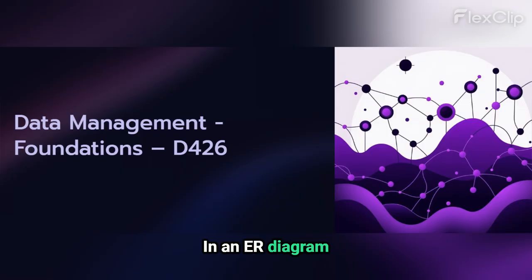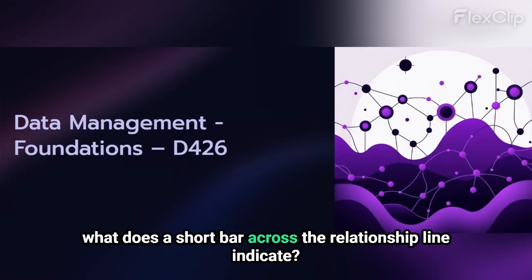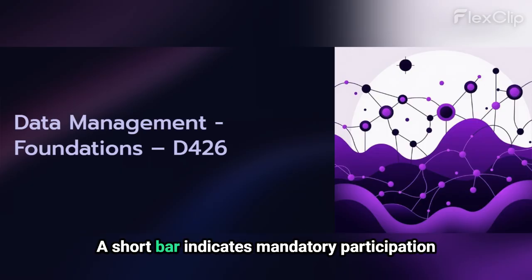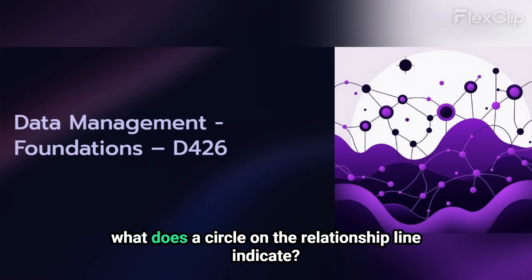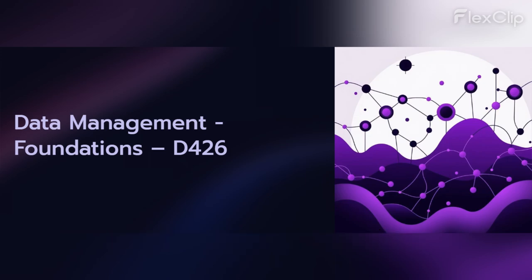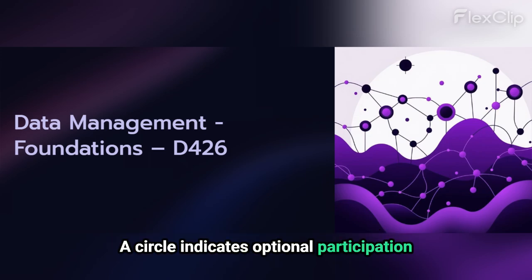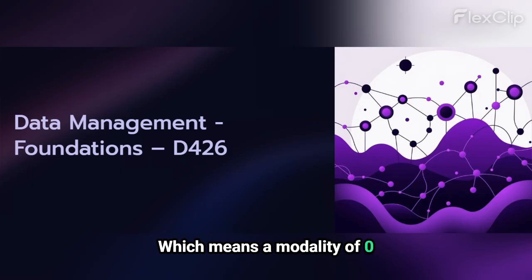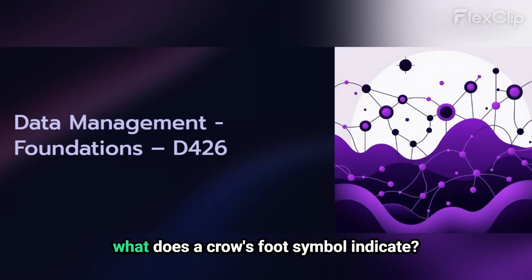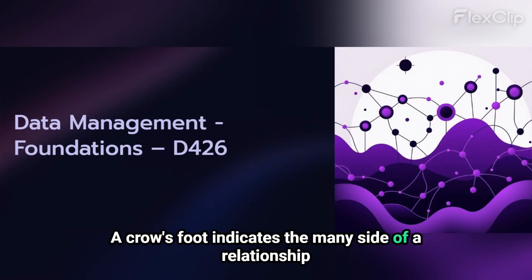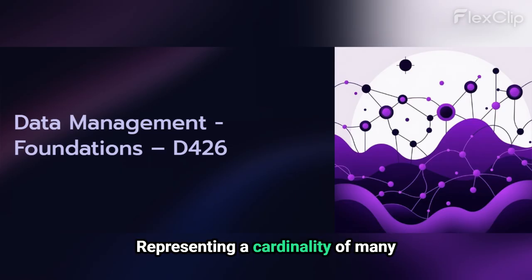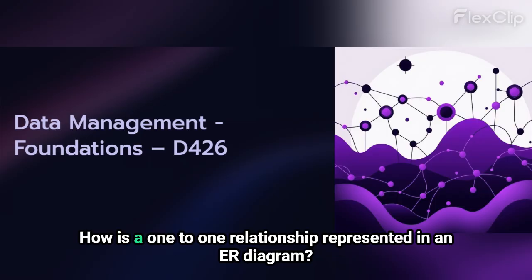In an ER diagram, what does a short bar across the relationship line indicate? A short bar indicates mandatory participation, which means a modality of one. In an ER diagram, what does a circle on the relationship line indicate? A circle indicates optional participation, which means a modality of 0. In an ER diagram, what does a crow's foot symbol indicate? A crow's foot indicates the many side of a relationship, representing a cardinality of many. How is a one-to-one relationship represented in an ER diagram?